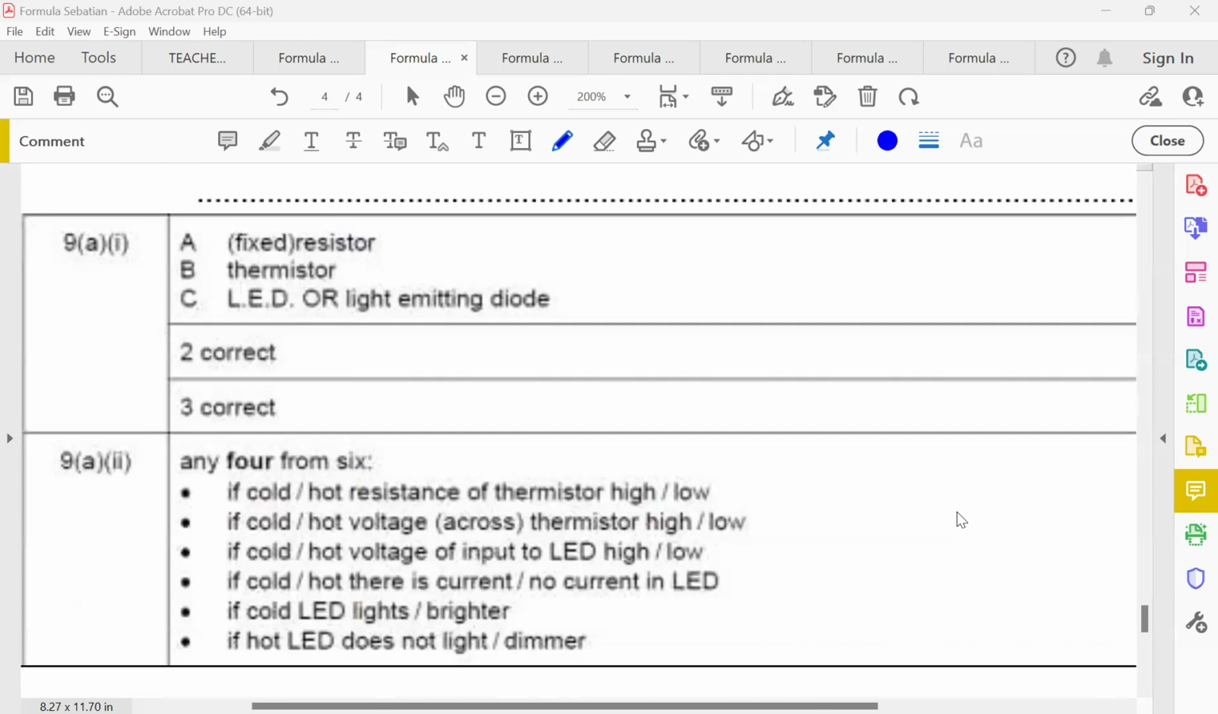Guys, anyone don't know how to do any of these questions? For example, 9A2. Nine A2, guys, can do what? Hot voltage. If hot or cold, will the voltage across the thermistor be high or low? Actually, I can't really, can you explain 9A2 to me? The answer scheme doesn't make any sense. I don't even know what this even means.